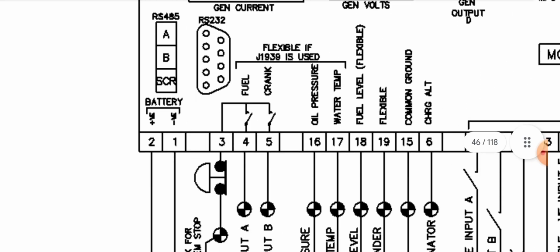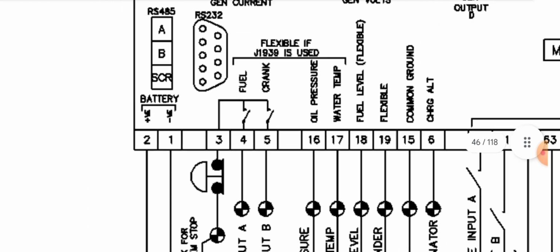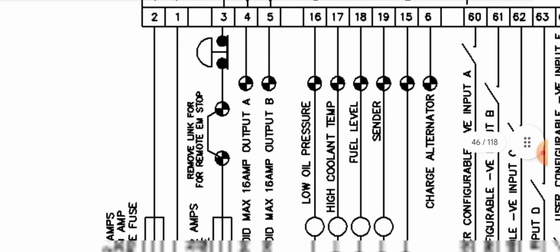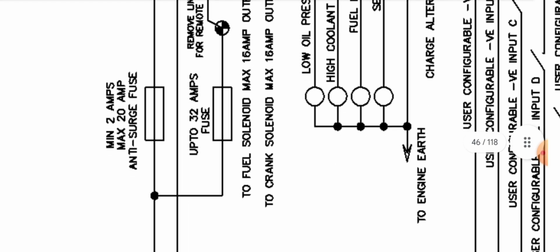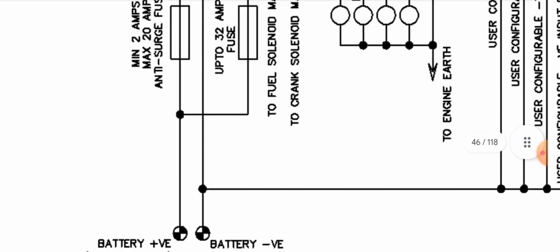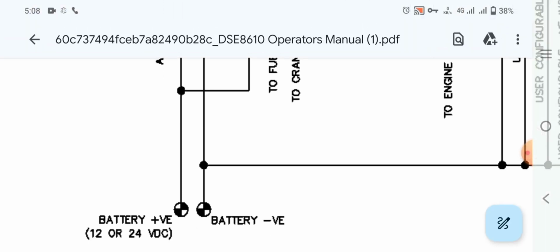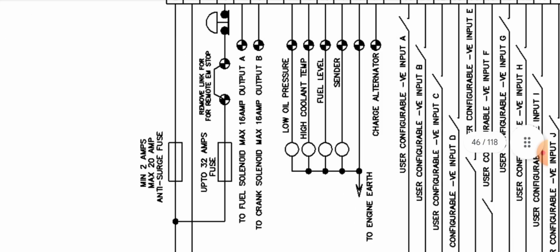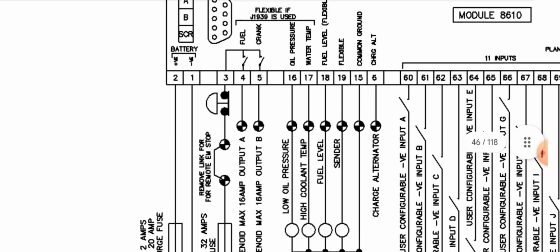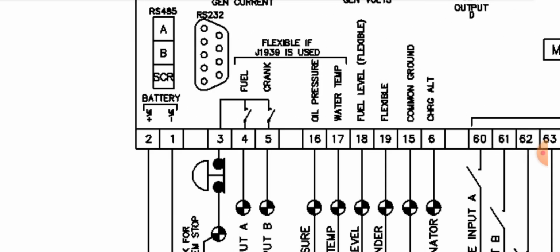After that, as you can see, pin number 3 and also pin number 4 and 5. Pin number 3 is the emergency push button input. This is the positive input supply which is coming from battery positive. As you can see here, this is the splice, which goes directly out from the fuse and then directly inserts to pin 3.